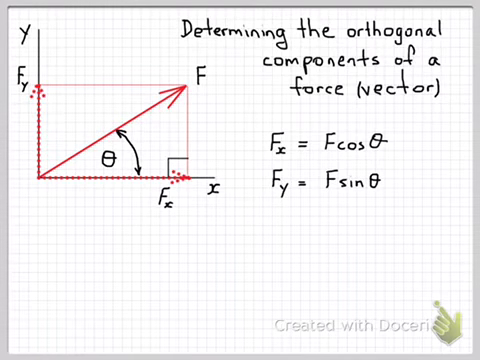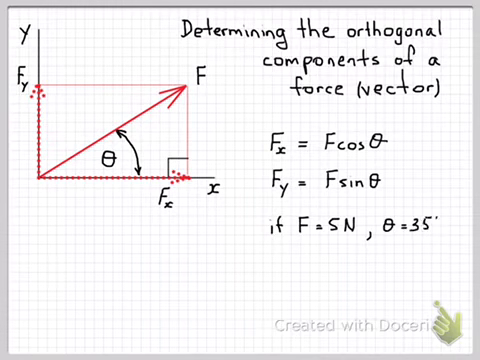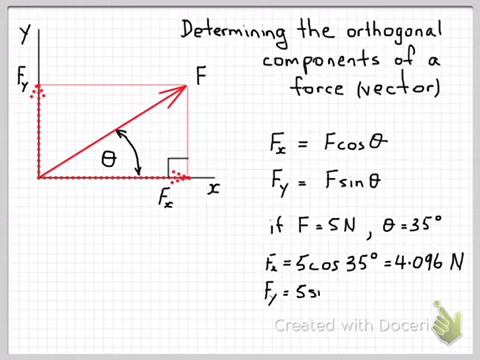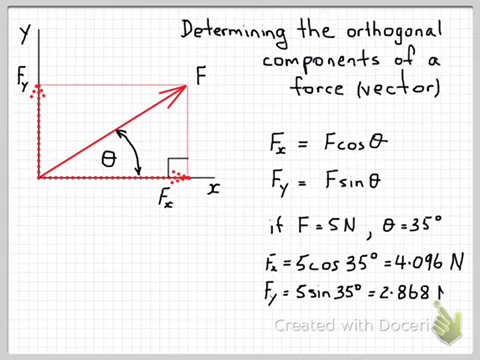Alright, if we now just put some numbers to that to just get a feel for the values of the components. If we have the force F equal to 5 newtons and the angle theta equal to 35 degrees, then it's a simple matter of just substituting those values. So Fx, the component in the x direction, will be F cos 35 degrees equals 4.096 newtons, and similarly for the force component in the y direction, F sine 35 degrees equals 2.868 newtons.